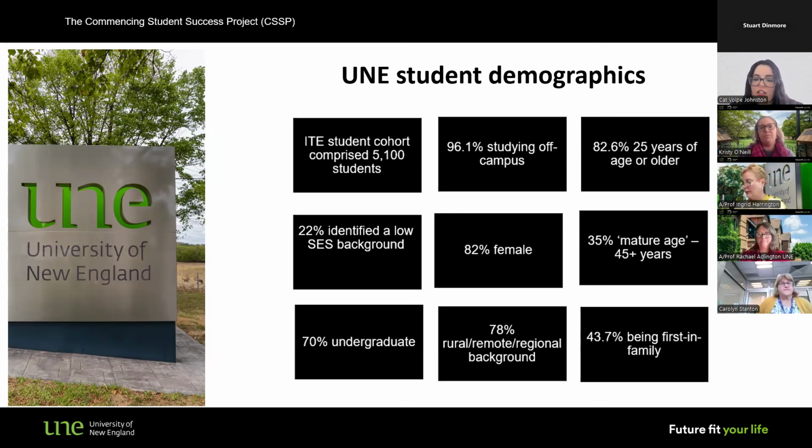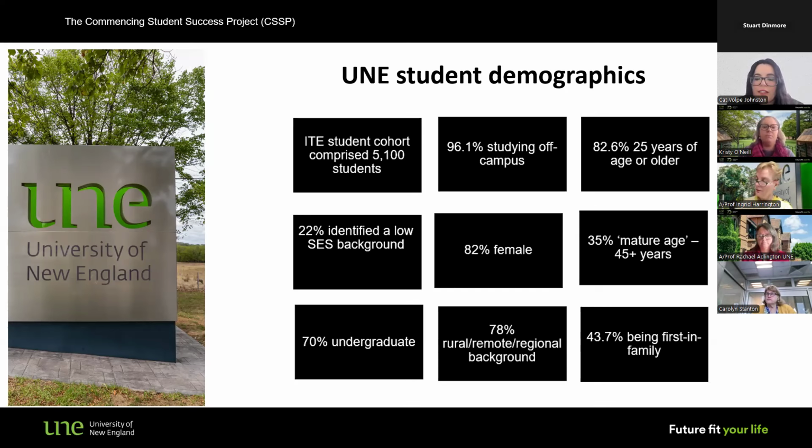Our initial teacher education cohort comprised 5,100 students. What's distinctive is that over 96% of them study off campus through online delivery, where most students are not physically on campus and need to rely heavily on digital learning environments and remote support. The majority of our students are not straight out of school. Over 82% are 25 years and older, and 35% of them are considered mature age. Many of them are juggling multiple responsibilities, and a significant portion are from rural, remote, or regional areas, about 78%, and nearly 44% are first in family to attend university.